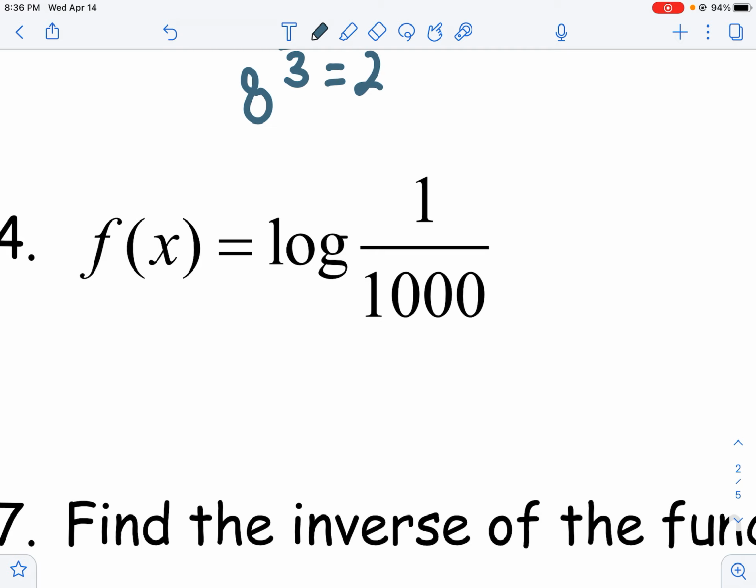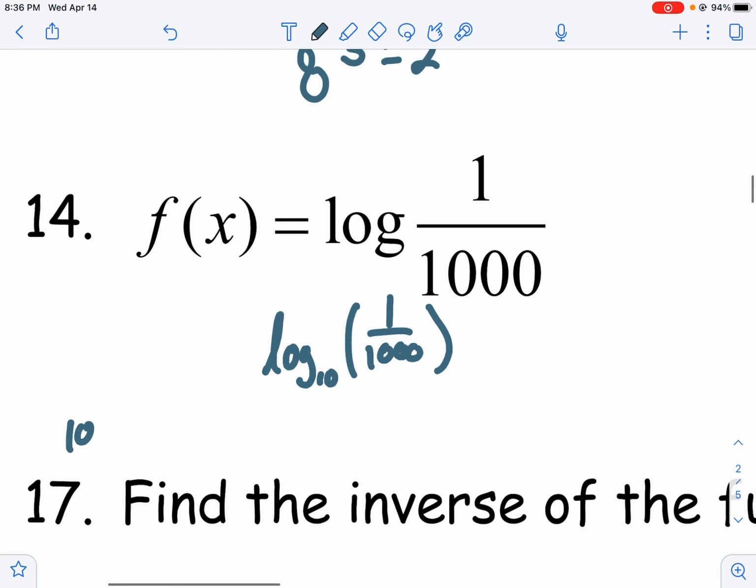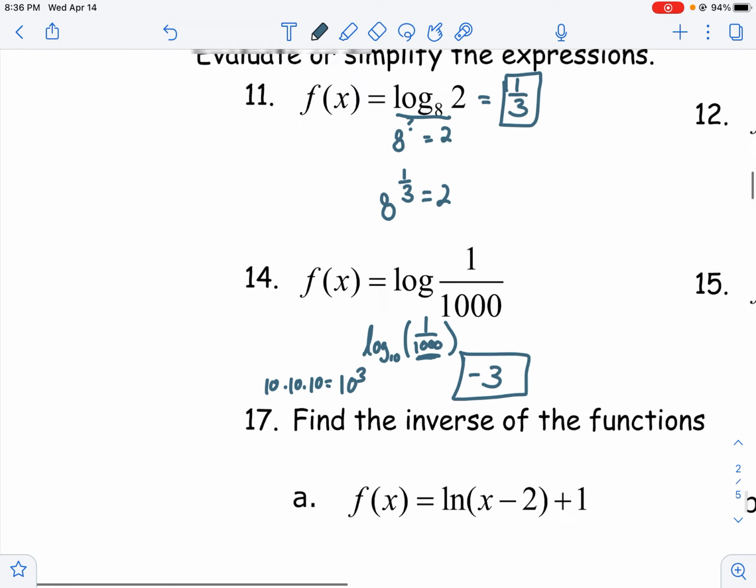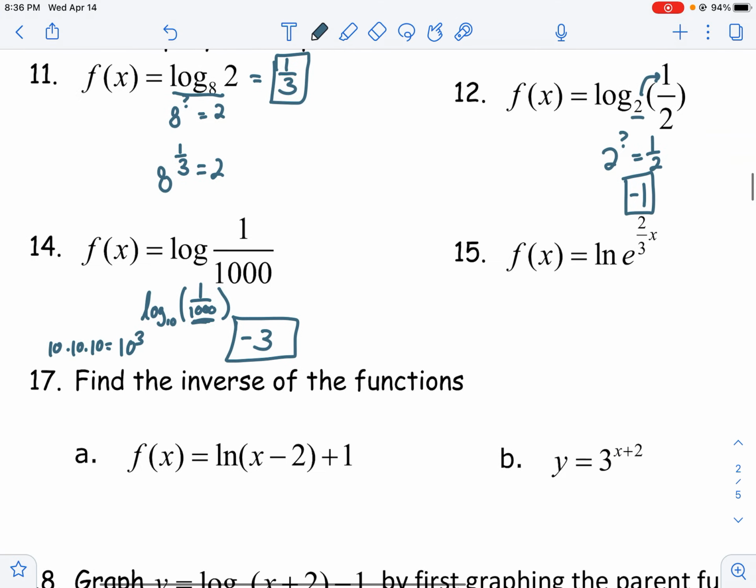14, maybe a little bit harder because this log doesn't have a base, but we have to remember that's the common log. So this is really log base 10 of 1/1000. 10 and 1000 are super related. That's 10 times 10 times 10, so that's 10 to the 3rd power is 1000. But then we need to put the 1000 in the bottom, so that means our 3 has to be negative. So then log of 1/1000 is going to be -3.